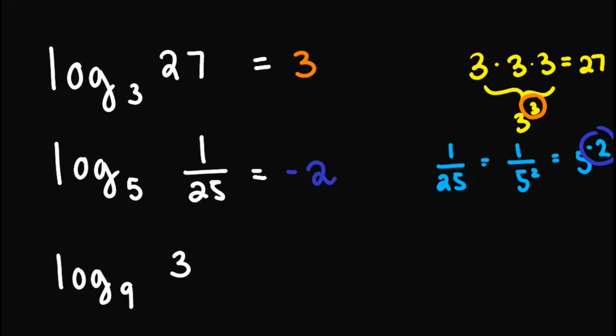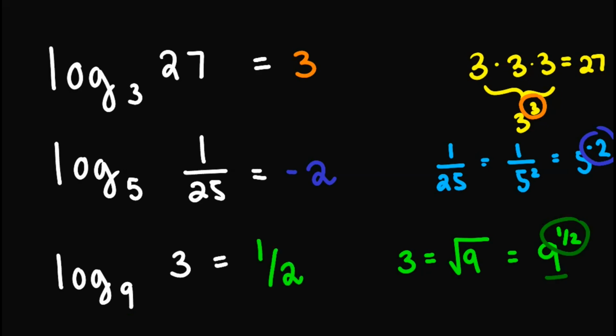Last one. Now, this last one is quite tricky, but note that 3 is equal to the square root of 9. And square root of 9 is equal to 9 raised to 1/2. So 9 out here matches the base out here. Therefore, we can conclude that the logarithm of 3 with respect to base 9 must be, the exponent here is 1/2. So we have here 1/2. And those are the answers for our first set of logarithms.